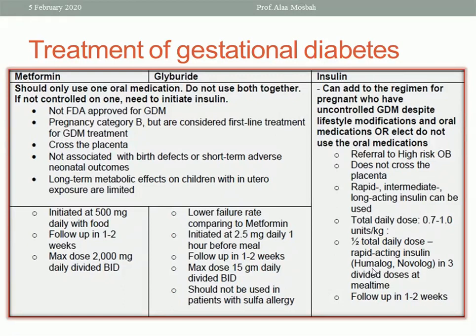Different types of insulin, rapid, intermediate, and long-acting, can be used. Total dose ranges between 0.7 to 1 unit per kilogram per day. Half of the total dose is given as rapid acting insulin like Humalog and Novolog in 3 divided doses at meal time, and do follow up in 1 to 2 weeks. The remaining half of the dose is long acting insulin like Lantus.